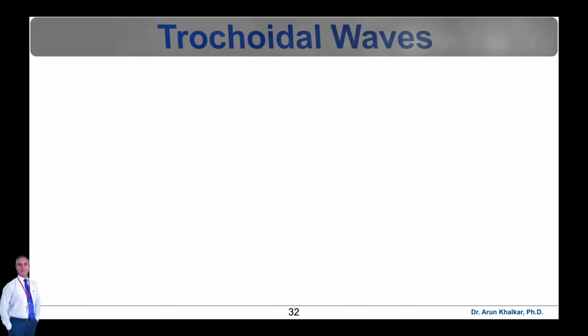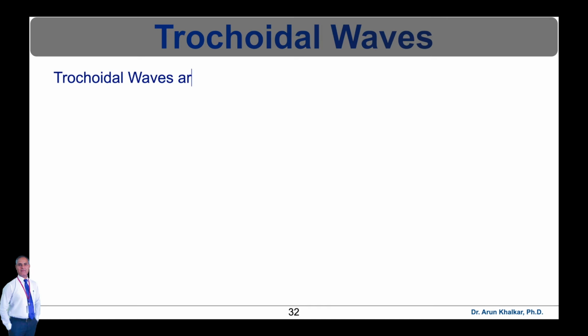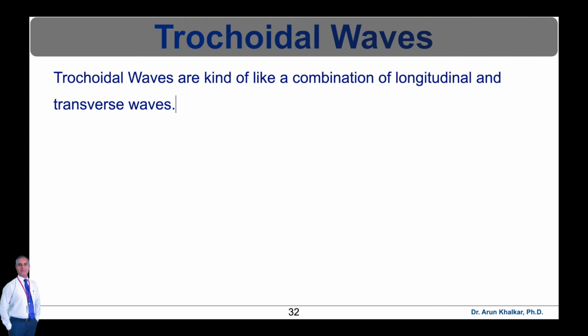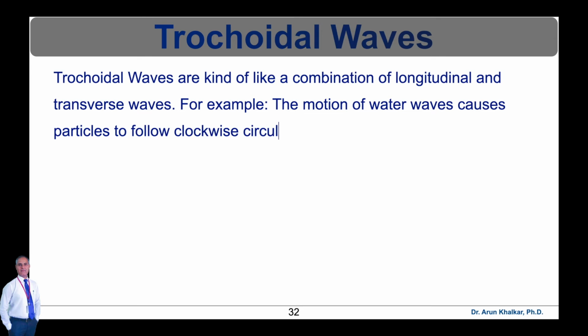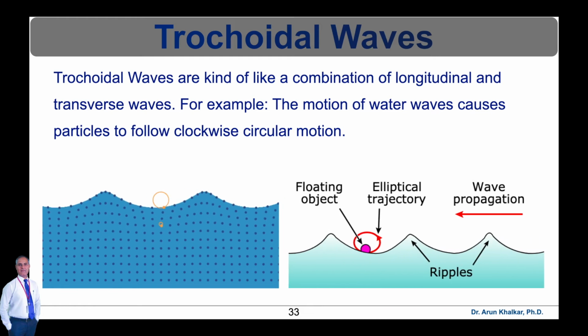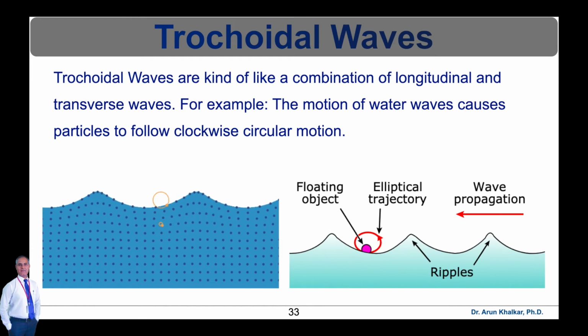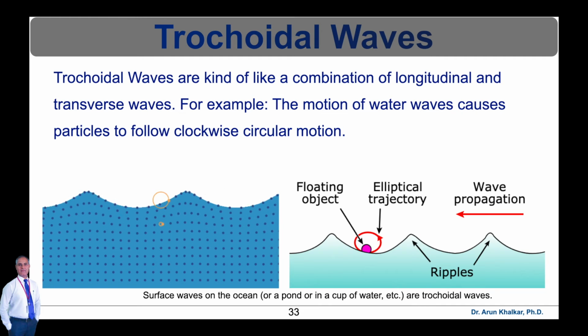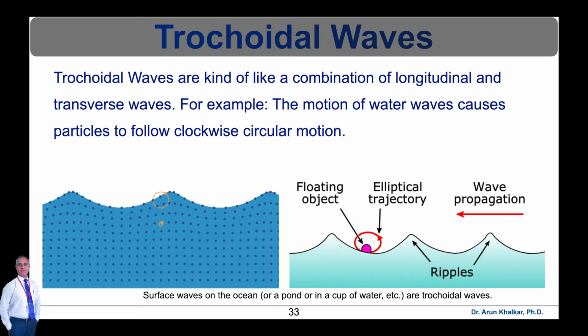Next type of wave is trochoidal waves. Trochoidal waves are kind of like a combination of longitudinal and transverse waves. The vibrations are circular because they occur both parallel and perpendicular to the direction of propagation. They look like transverse waves. For example, water waves, as shown in this diagram. The motion of water waves causes particles to follow clockwise circular motion. This is a result of the wave having both transverse and longitudinal properties.